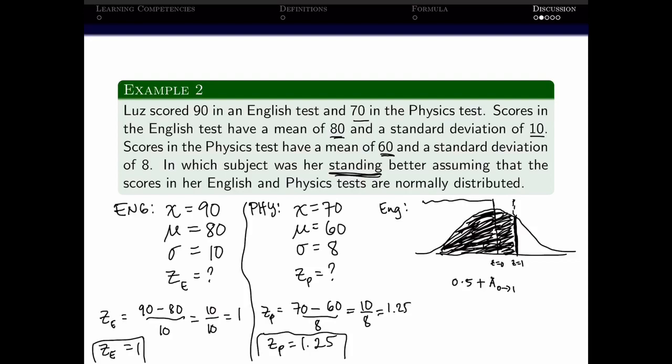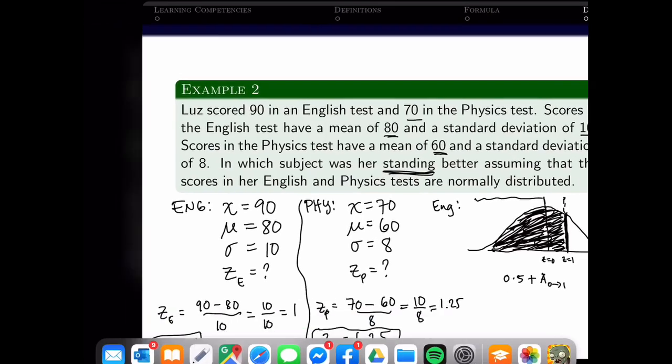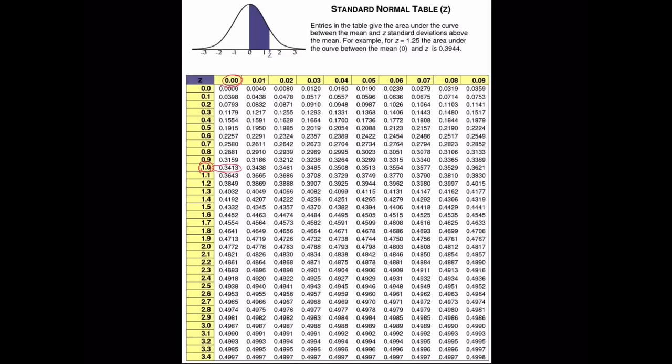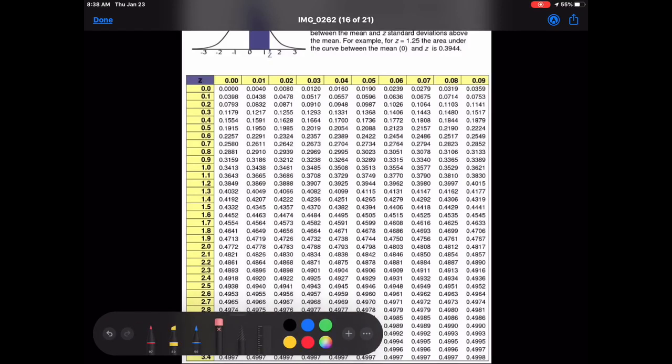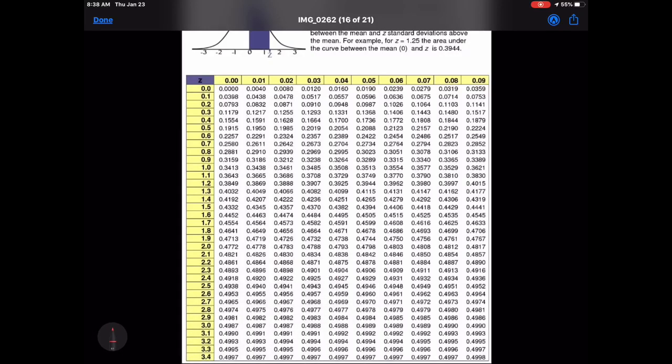Okay, let's go to our table. So from 0 to 1, that's 1.0 plus 0.0, right? So that's 1 and 0.0, so 1.0, 0.0, and that's here. So this is the area between 0 and 1, 0.3413.